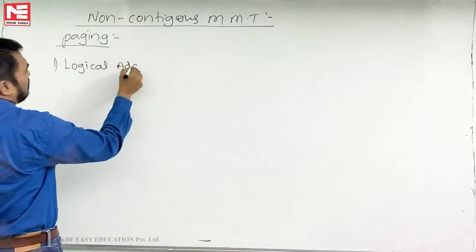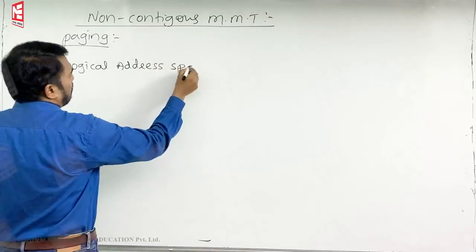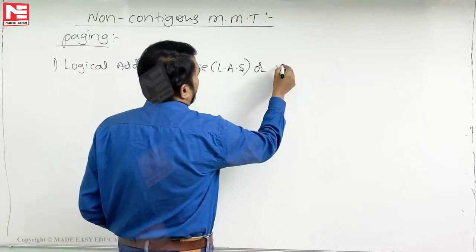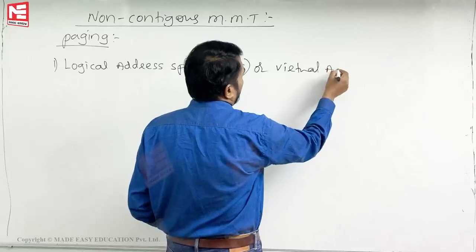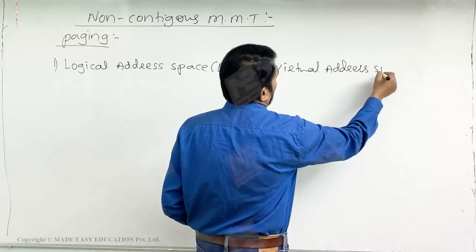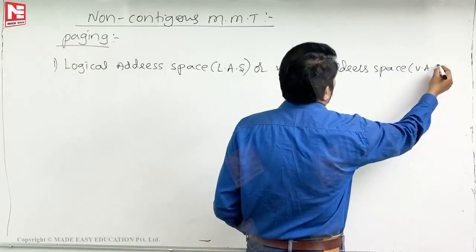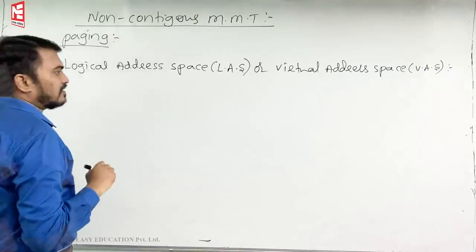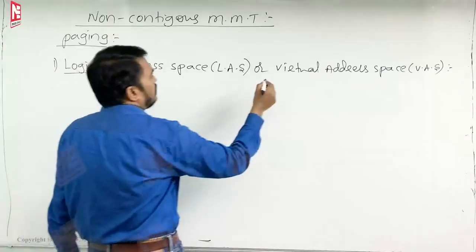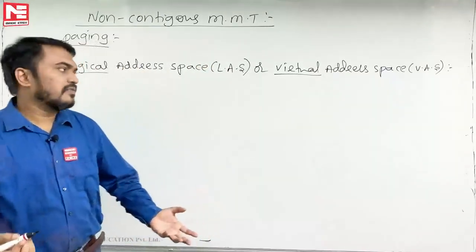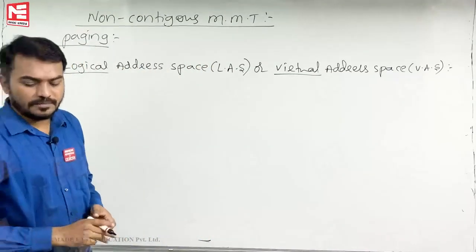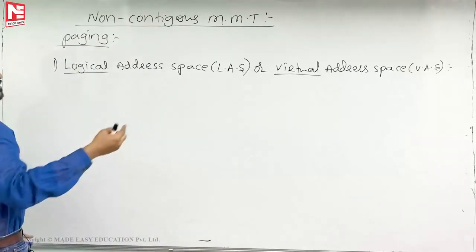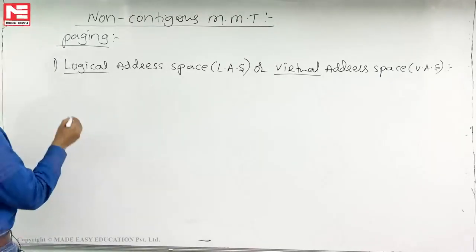Logical address space. Let's say that is LAS, or you also call it virtual address space, VAS. This is the terminology we will use in paging. Logical and virtual are both replaceable. In some questions they say logical, in some questions they say virtual. Now understand carefully.